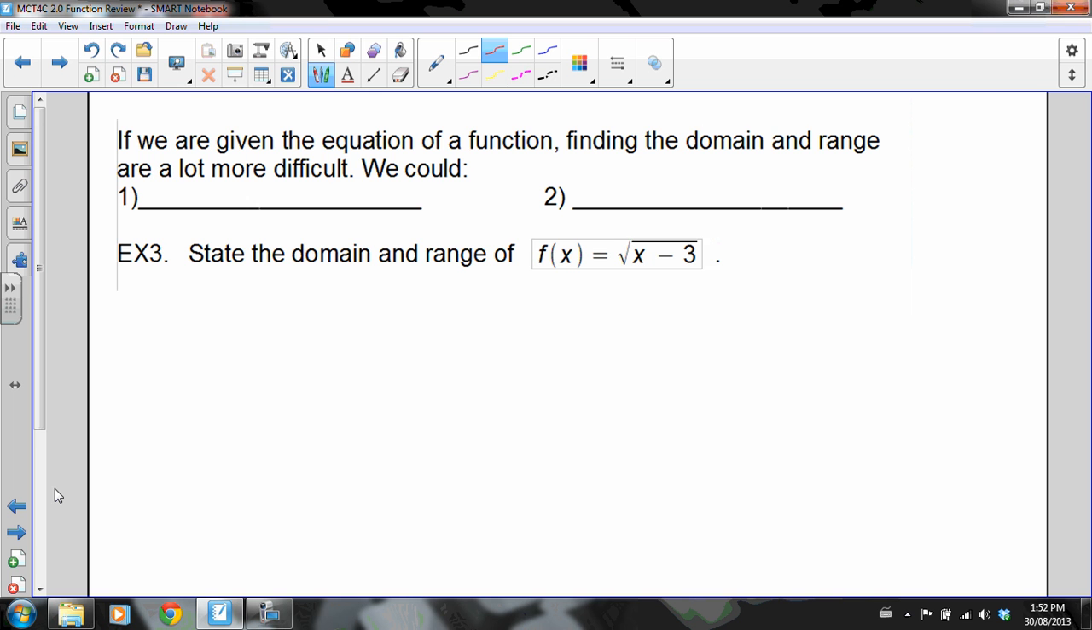Last example. If we were given the equation of a function, finding the domain and range are a lot more difficult. And that's true. So there's an equation. What's the domain and what's the range? Well, who knows? Can't see it. There's no shadows, nothing like that. So, of course, the first thing is we could graph it. Say, well, I don't know how to graph that.